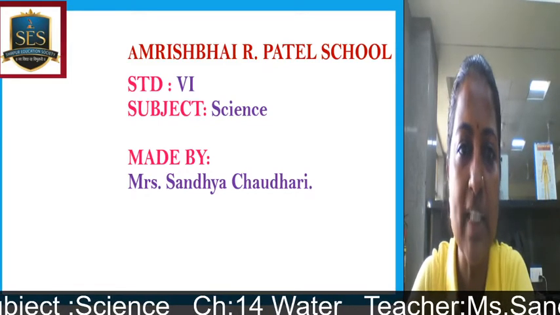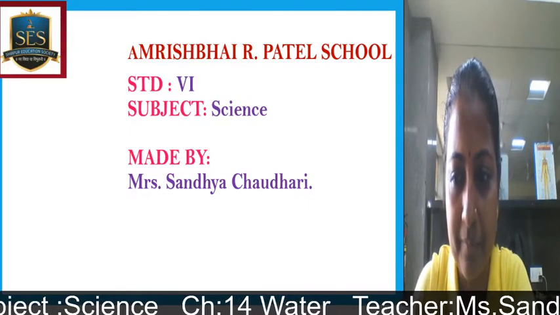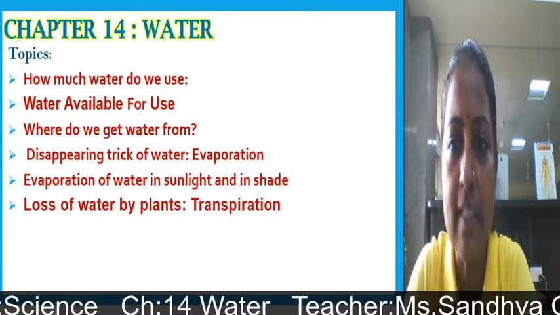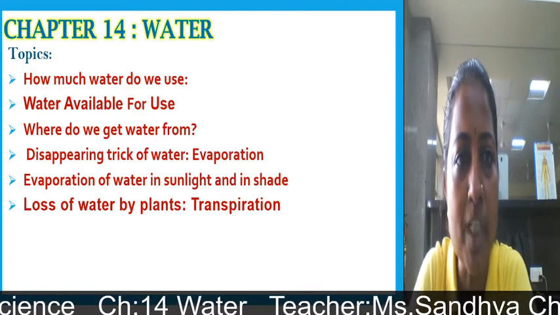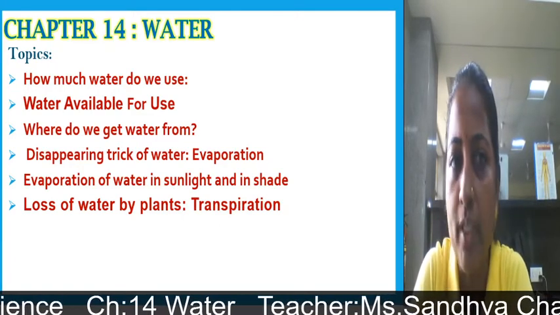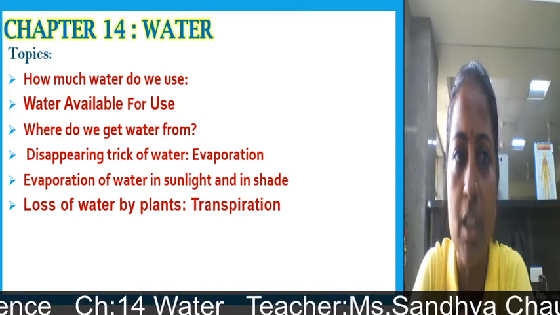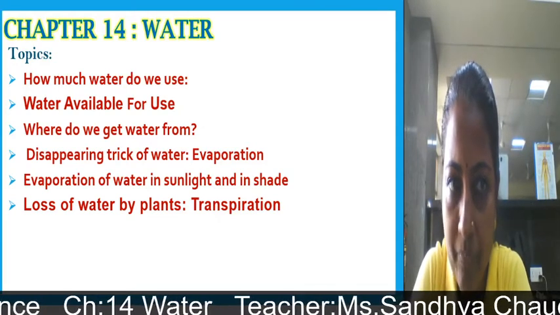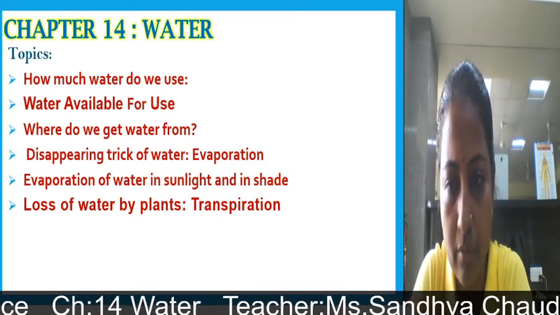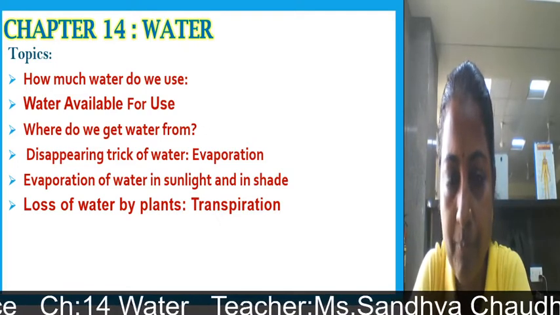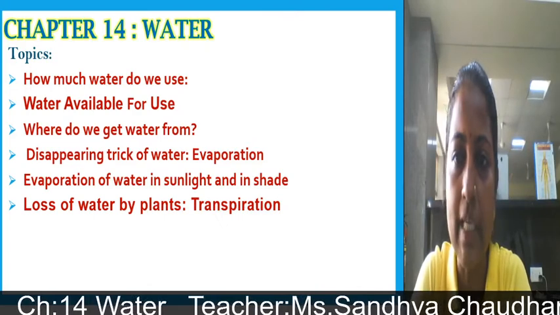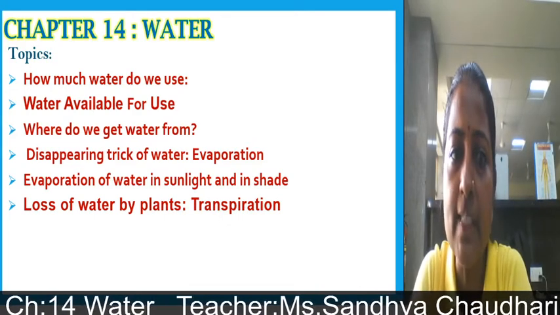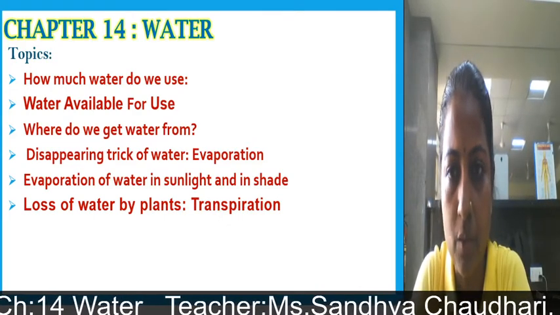So let's start with 6th standard science subject. So students, we will study now chapter number 14, water, and the topics are how much water do we use, water available for use, where do we get water from, disappearing tricks of water by evaporation, evaporation of water in sunlight and in shade, we will see that activity, and we will see loss of water by plants through transpiration.